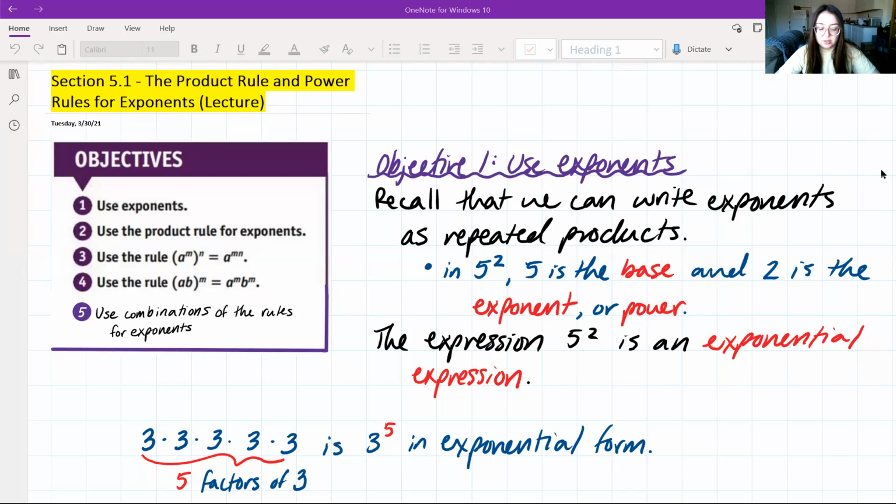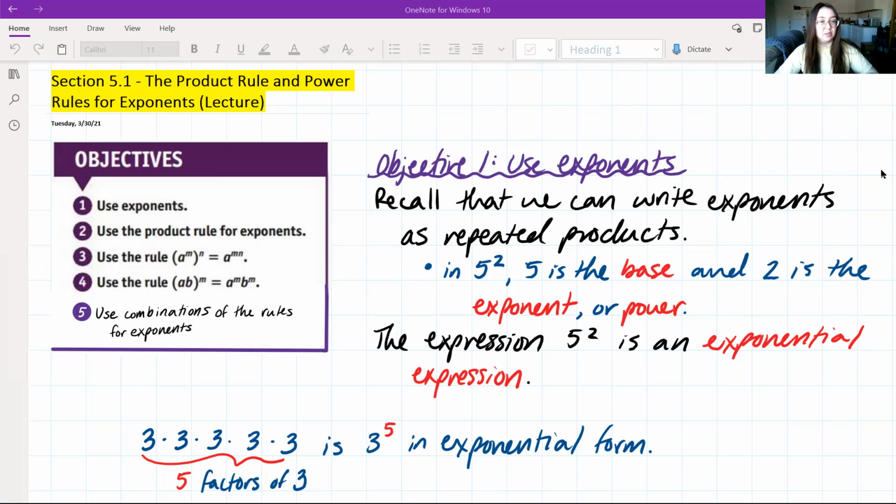Our third objective is to use the rule a to the power of m, all to the power of n, is equal to a to the power of m times n. Use the rule a times b in parentheses, all raised to the power of m, is equal to a to the power of m times b to the power of m. And then for number 5, we want to use combinations of the rules for exponents.